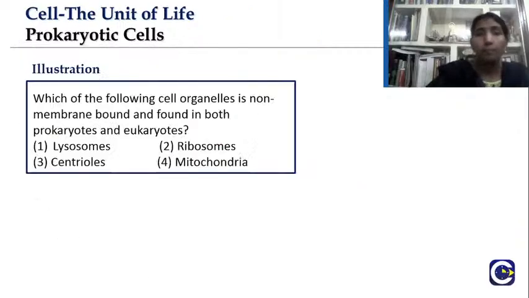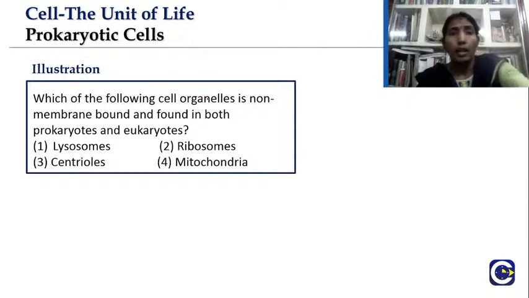Okay students, now we'll come to the question session. I hope so far I gave you an overview of the prokaryotes. With that idea, I'm going to discuss certain questions. Which of the following cell organelles is non-membrane bound and found in both prokaryotes and eukaryotes? Lysosomes, ribosomes, centrioles and mitochondria.